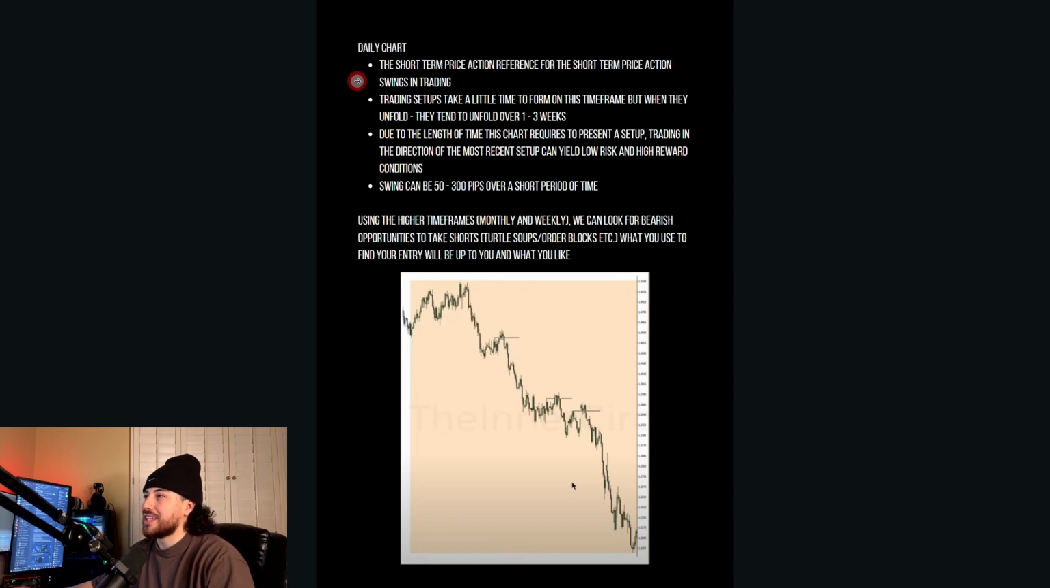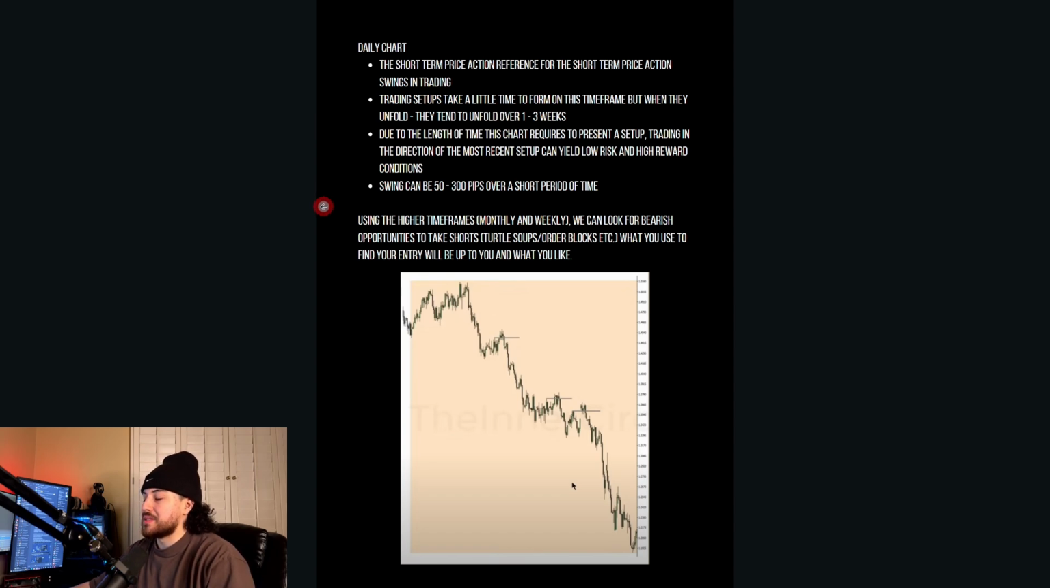Trading setups take a little time to form on this time frame, but when they unfold, they tend to unfold over 1 to 3 weeks. Due to the length of time this chart requires to present a setup, trading the direction of the most recent setup can yield low risk and high reward conditions. Swings can be 50 to 300 pips over a short period of time.